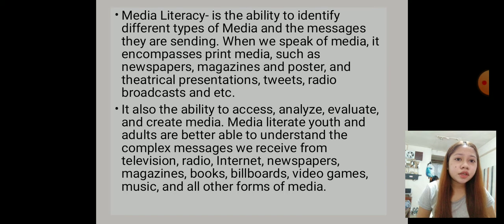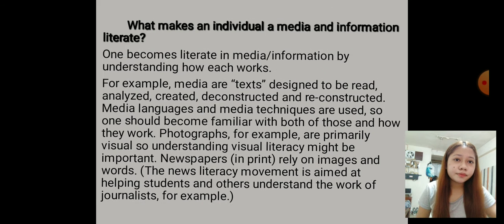Media literate youth and adults are better able to understand the complex messages we receive from television, radio, internet, newspapers, magazines, books, billboards, video games, music, and all other forms of media. The question is, what makes an individual media and information literate? One becomes literate in media information by understanding how it works.